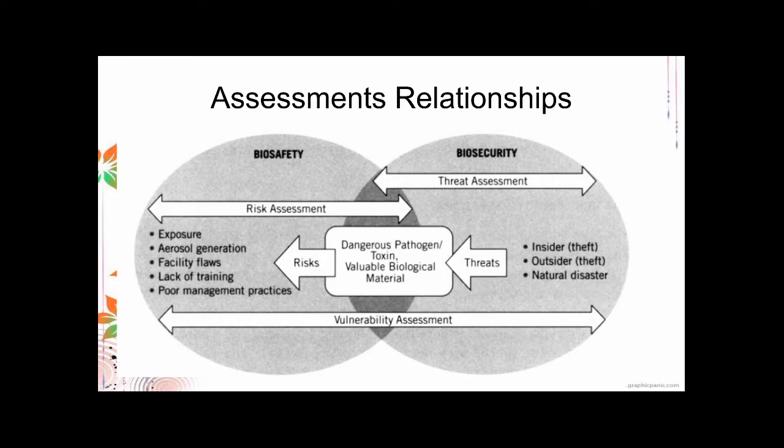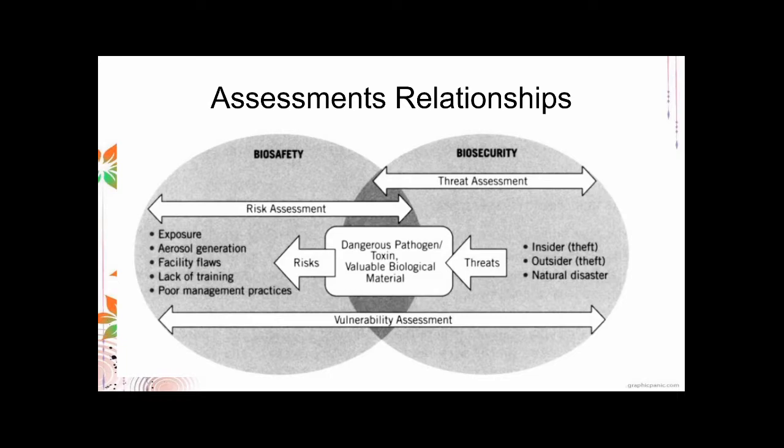So risk assessment mostly looks at the safety. What is the likelihood that the hazard, which is your pathogen, your toxin, your agent of danger, will be exposed to the environment or released to the environment or will infect your workers? And then when we talk about biosecurity, in threat assessment, we are looking at people who want to do harm. So is the person an insider, part of your organization, or is it outside your organization?